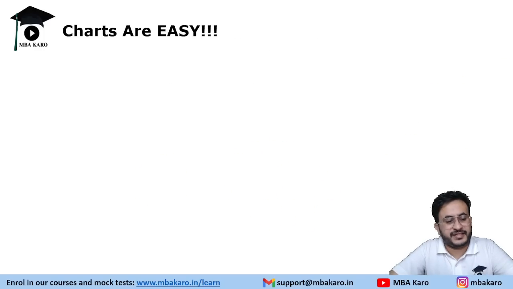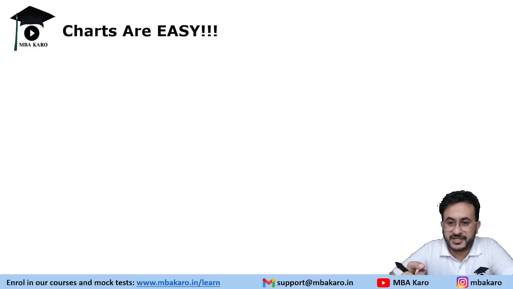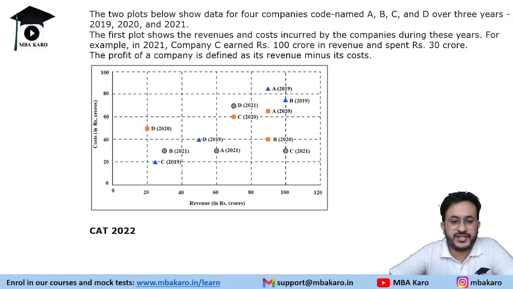Now, the next thing is, if you get charts in the examination, remember that the charts are going to be easy. These are going to be observation based DI sets. Now, here's an example which was asked in CAT 2022, and this was a sitter question, right? It says there were two charts in this. I've shown only one over here.